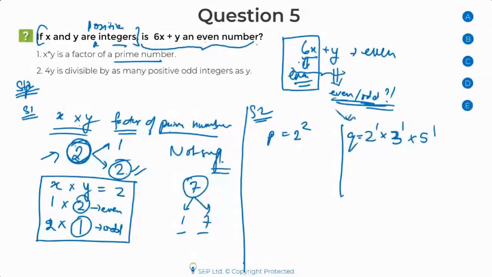If I ask you, how many odd integers is Q divisible by? What will be your answer? It's an open poll, so you can answer in the chat box only. I won't be adding any poll as such. It's an open question basically. So say Q is 2 to the power 1 times 3 to the power 1 times 5 to the power 1. If I ask you how many odd integers is Q divisible by, what will be your answer?